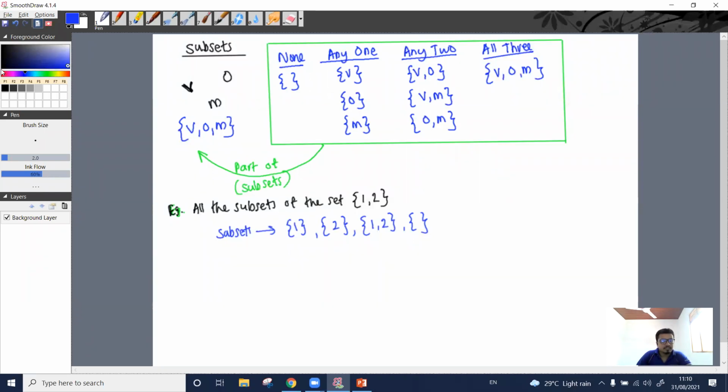Right. We'll take a few other examples. Example. Set P equals 1, 2, and 3. Set Q equals 1, 2, 3, 4, 5.